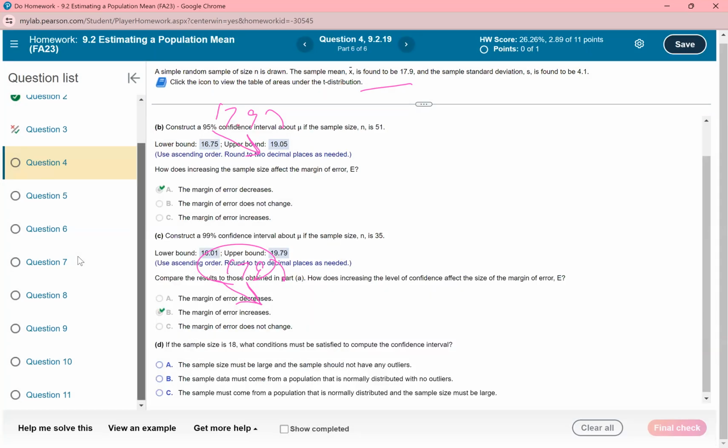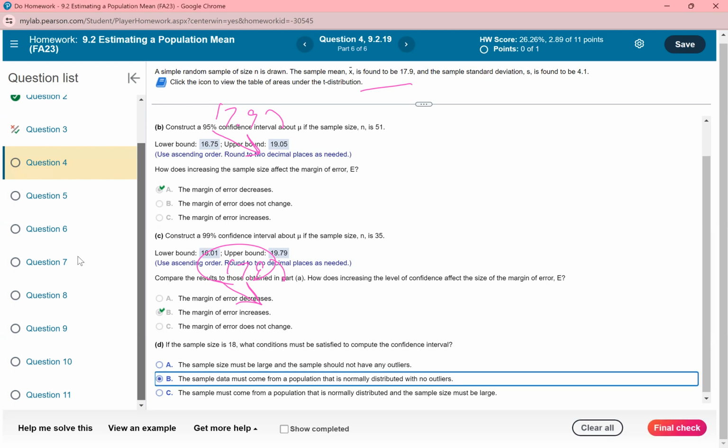If the sample size is 18, what conditions must have been met? Then the original population would have to be normal. So the sample size must be large, and the sample should have no outliers. The sample data must come from a population that's normally distributed. It must come from a population that's normal, and the sample size be large. No, it's either normal or it has to be large.